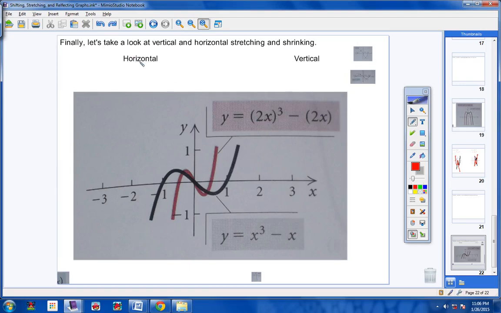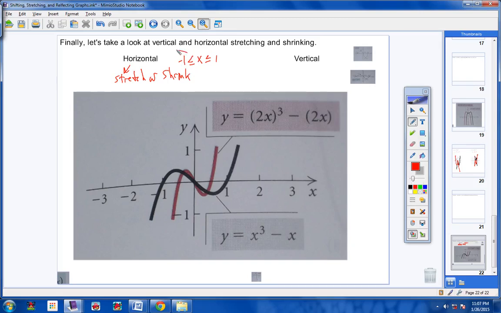Please make note of this. Let me say that again. Whenever you multiply a number directly to the x's, you will have a horizontal stretch or shrink. Got it? Please make note of that. Now, how do you know which one? Well, I'm glad you asked. Here's how you know. If the number is greater than or equal to -1 and less than or equal to 1, then it is going to be a stretch.